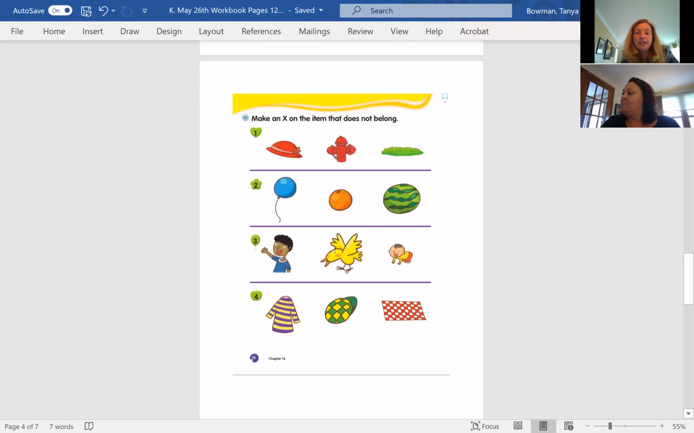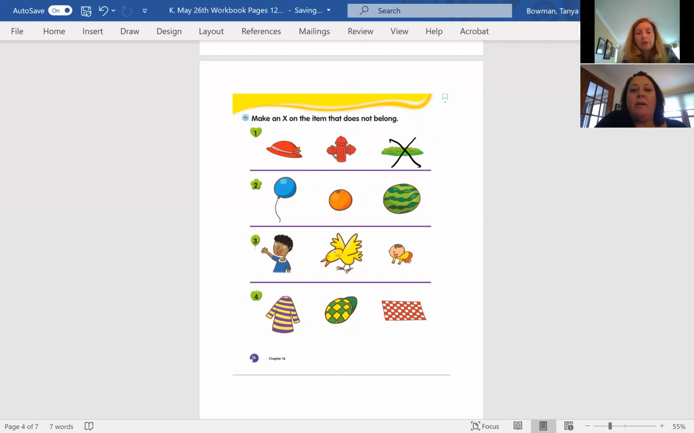All right, let's take a look at this, Mrs. Bowman. The directions read, make an X on the item that doesn't belong. So if you put your finger next to number 1, we have a red hat, a red fire hydrant, and it looks like some grass. I would put an X on the grass, Mrs. Bowman, because the color does not match the other two.